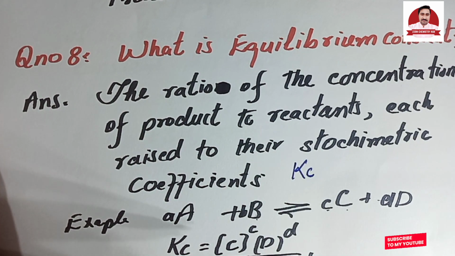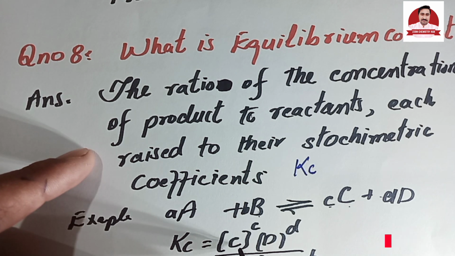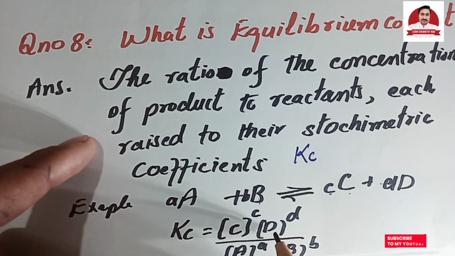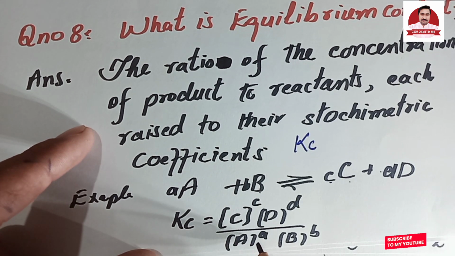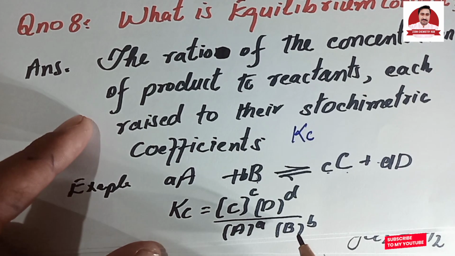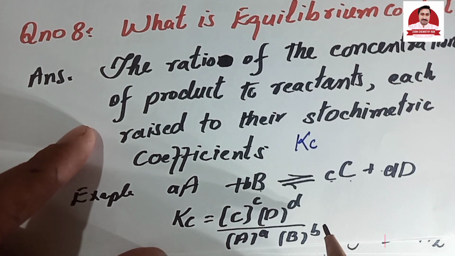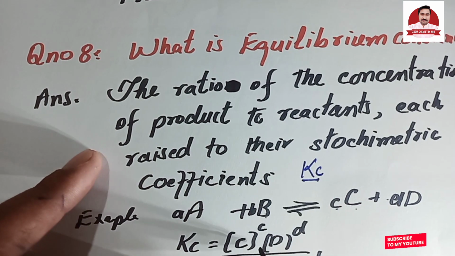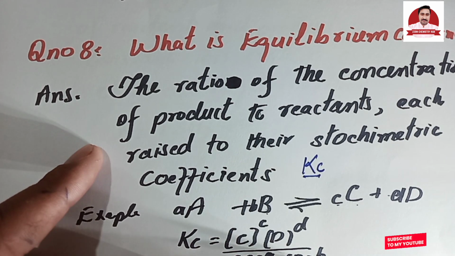So we can write in Kc form the concentration of C raised to its coefficient, the concentration of D raised to its coefficient, divided by the concentration of A raised to the coefficient a, and the concentration of B raised to the coefficient b. So this is the equilibrium constant, which is represented by Kc, and it is the ratio of the concentration of the product to the concentration of the reactant with respect to their coefficients.